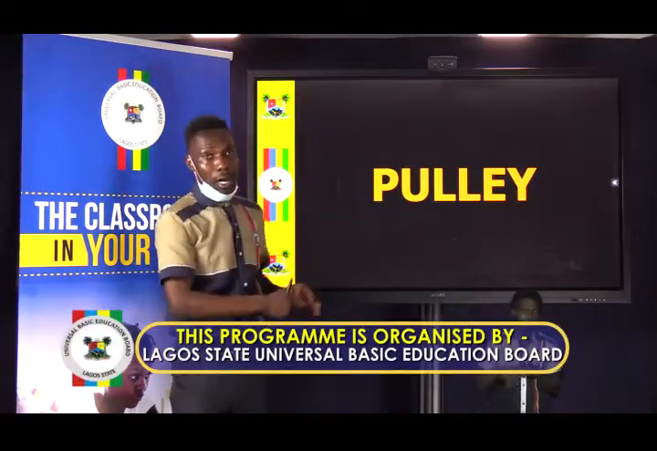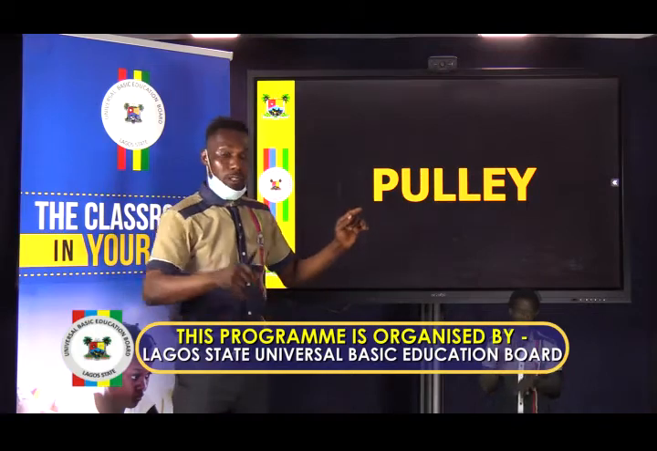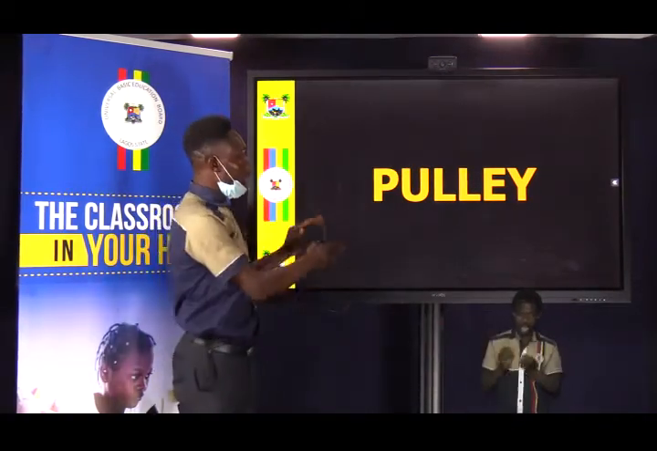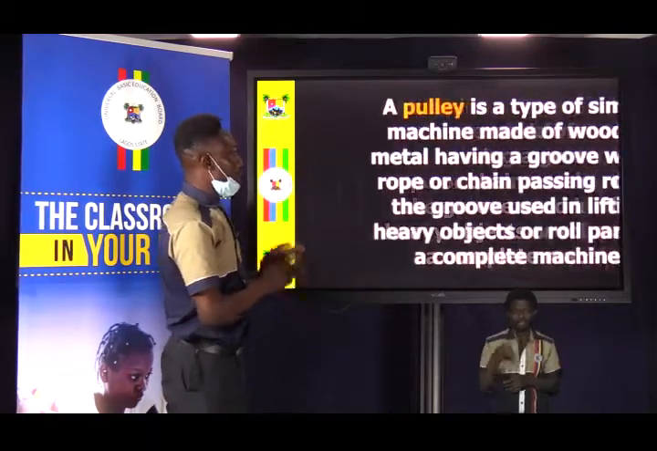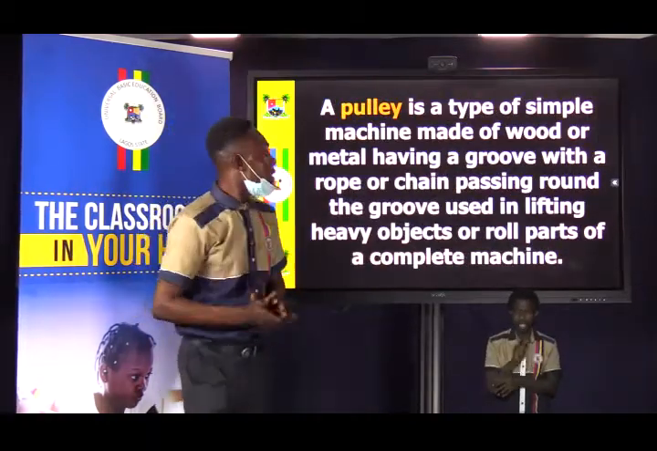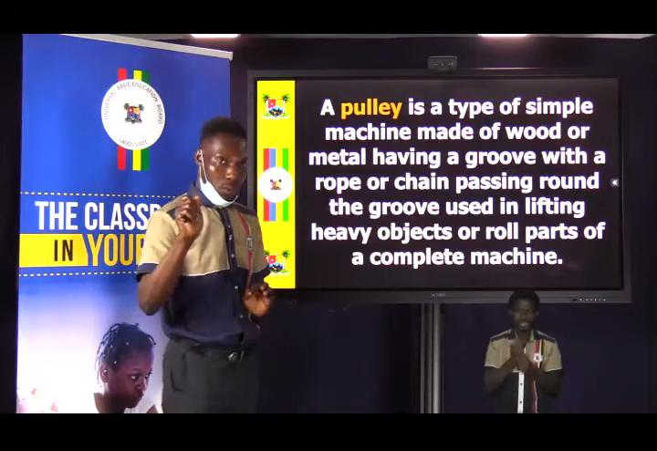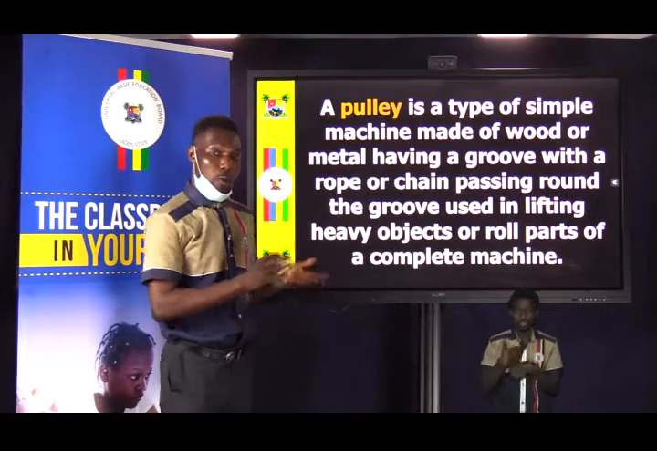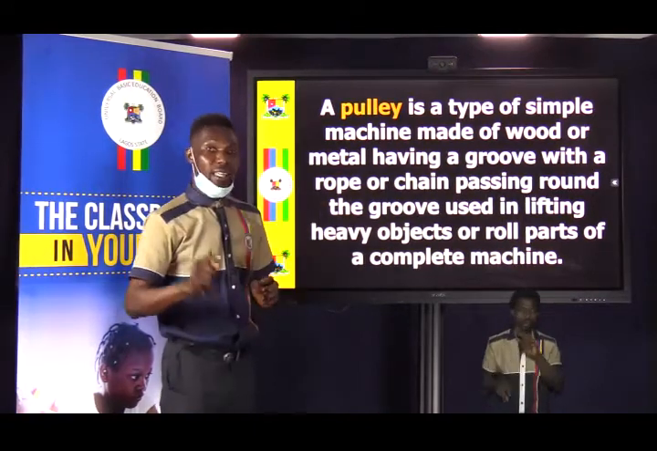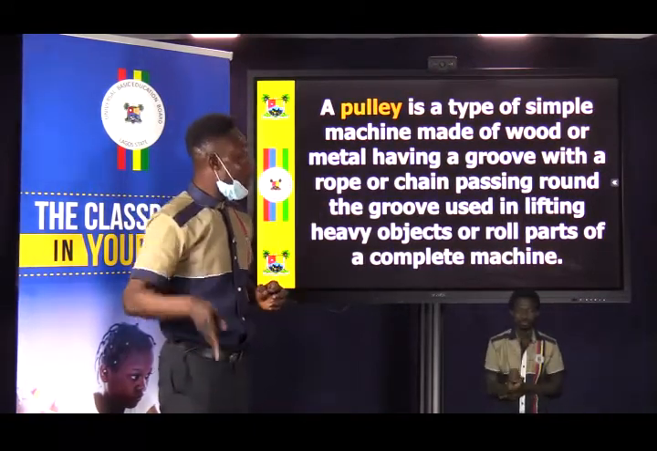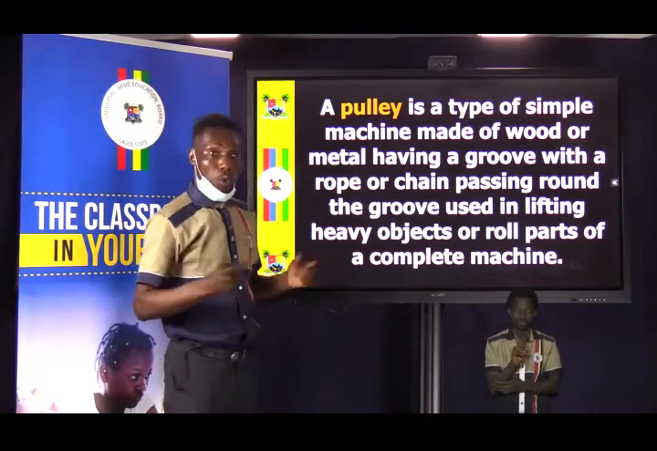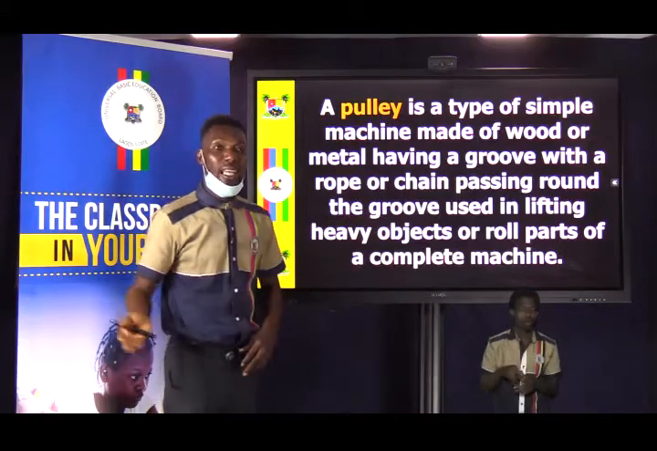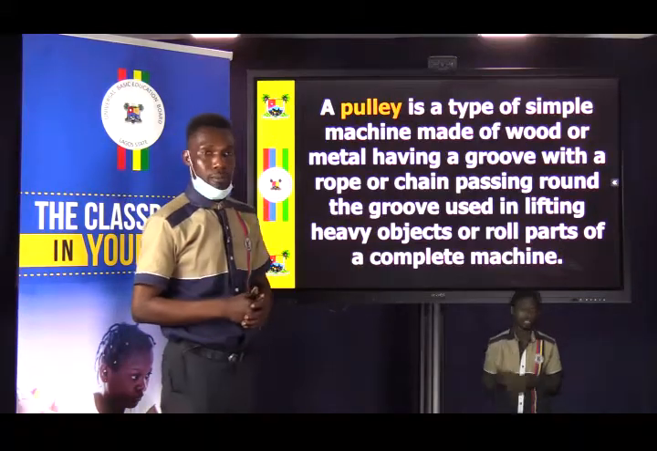And at the same time, from that song, we said that it is used in lifting heavy objects. So the definition for pulley we have achieved with that. So a pulley is a type of simple machine. Just note that it could be made of wood or metal, having a groove, that's a narrow channel, with a rope or chain passing around the groove, used in lifting any object.